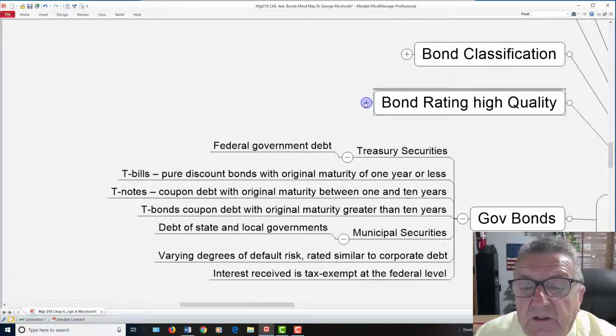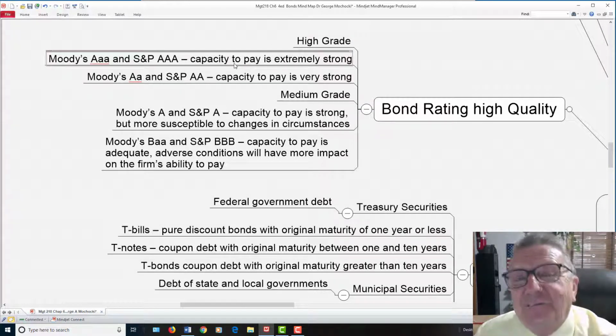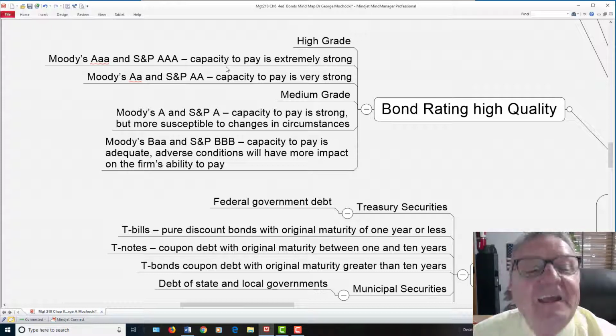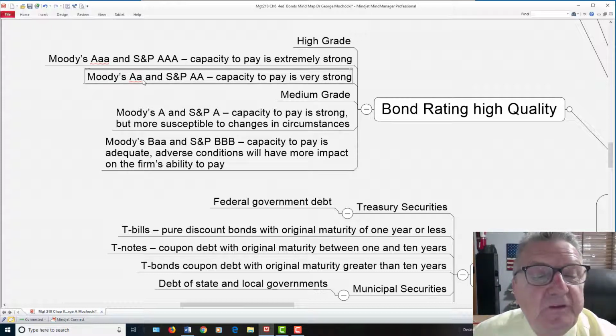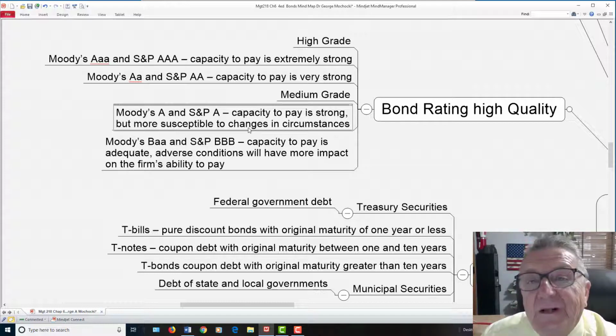Okay, bond rating. Let's go to bond rating. High bond rating, AAA. This is not the auto. AAA is basically the highest rating you could get. Moody's AA: capacity to pay is very strong. Medium grade: basically capacity is strong, but more susceptible to changes in circumstances. It depends what's going on, like the oil industries.